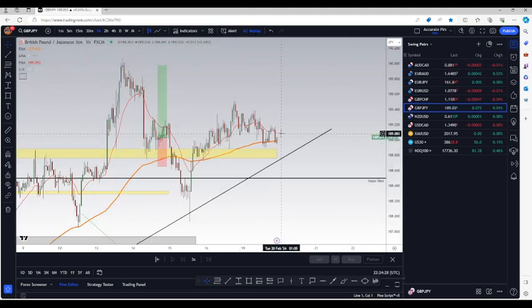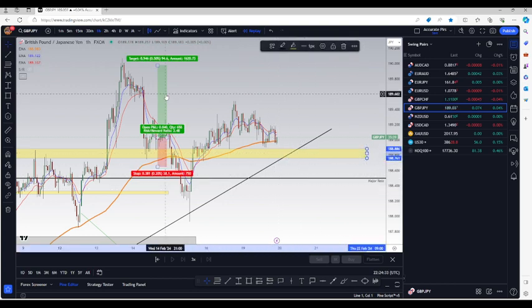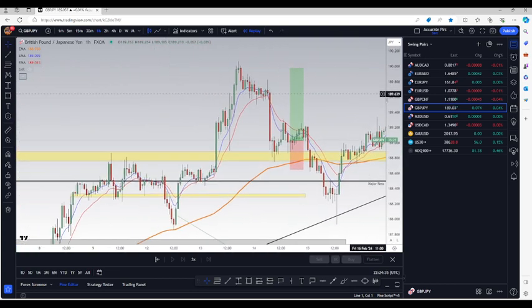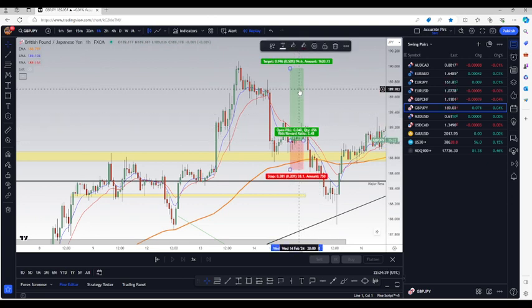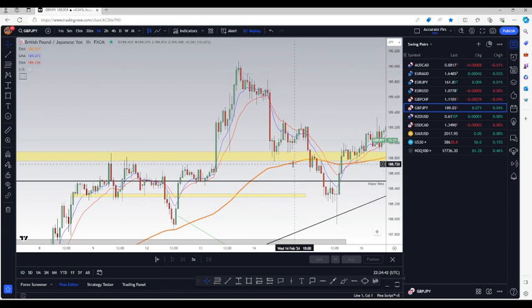Let's move on to GBP JPY. Gosh, what was that here for? If I had got in this trade, yeah, break even, and it's quite easy last week. Oh dear.